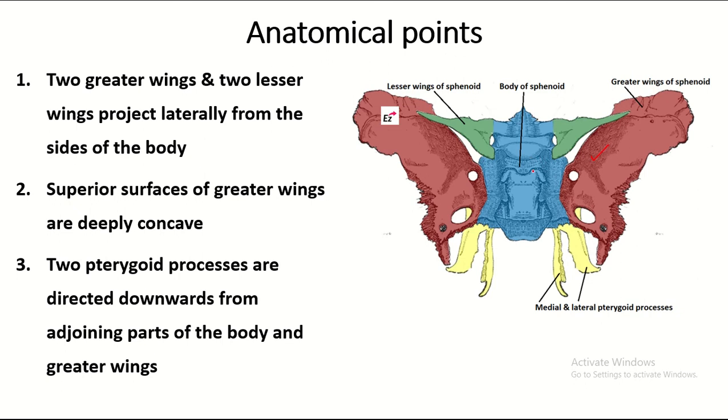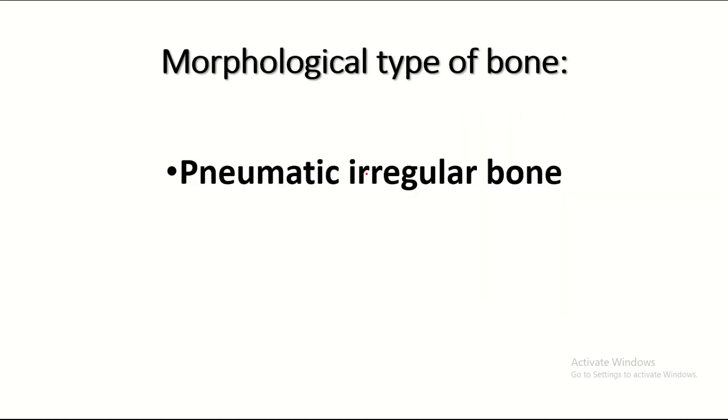The two greater wings and two lesser wings project laterally from the side of the body. The superior surface of the greater wings is deeply concave. The two pterygoid processes are directed downwards. The morphological type of the bone: pneumatic irregular bone.